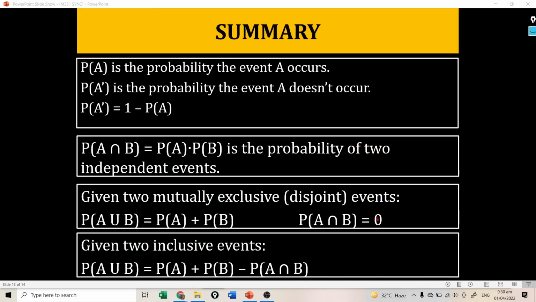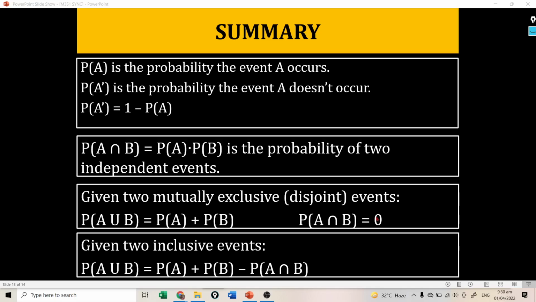Now, let's wrap it up. In symbols, P of A means the probability that A occurs. P of A prime is its complement, the probability that it doesn't occur. Probabilities only range from 0 to 1. Remember, an event with 0 probability is an impossible event, and a probability of 1 means it's a certain event. Independent events, the events A and B happening, is the product of the two probabilities.